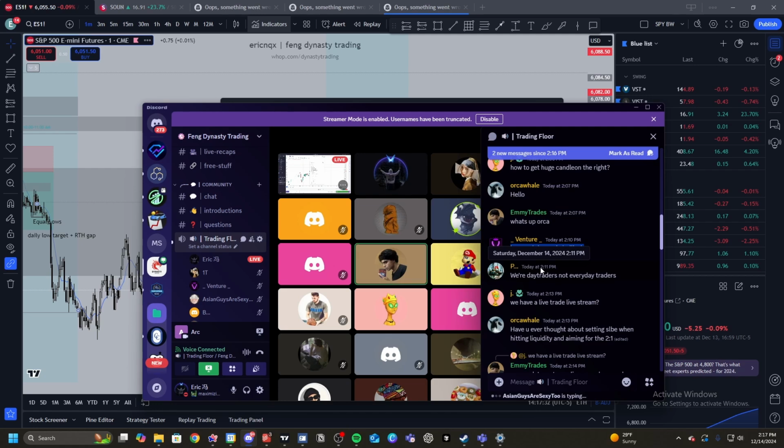What platform do you use? TradingView and Tradovate, and TopStep as the prop firm. Eric uses TradingView and Tradovate. I use TopStep X. So yeah.